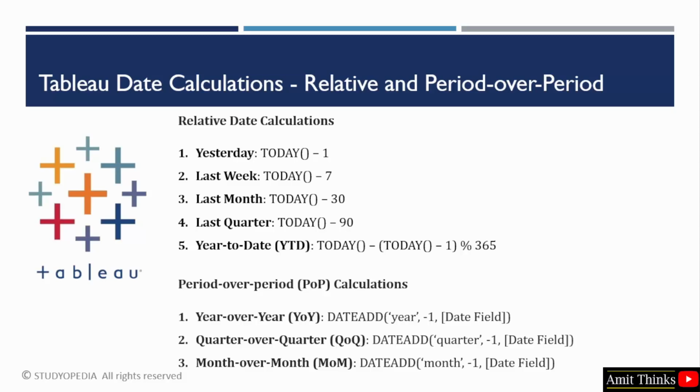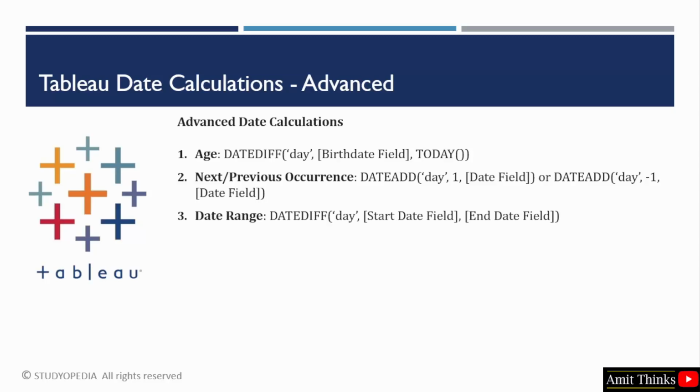For period over period, that means year over year or, let's say, month over month, these are the methods. That is the date add method, and within that you need to mention the specific values to achieve the purpose of getting the period over period value. Then comes your advanced methods. Let's say you want to get the age, so the following is the method: use the date diff as well as the today method. For next or previous occurrences, use the date add method, and within that, for previous occurrences, mention -1. For a date range, use the date diff method and mention the range within it, including the start date as well as the end date.